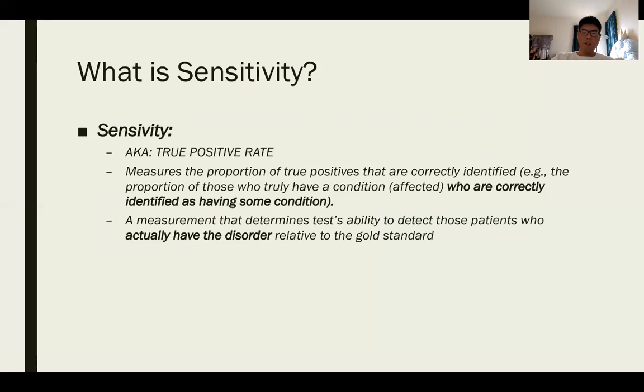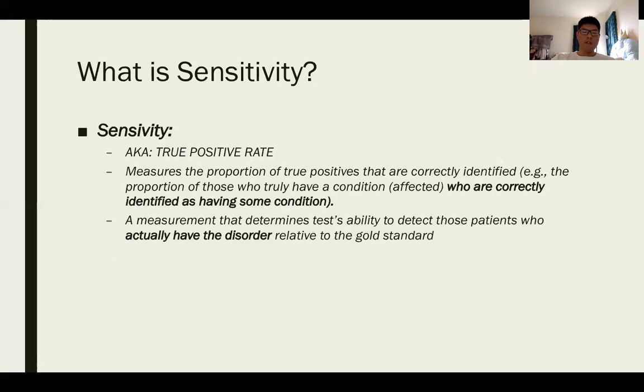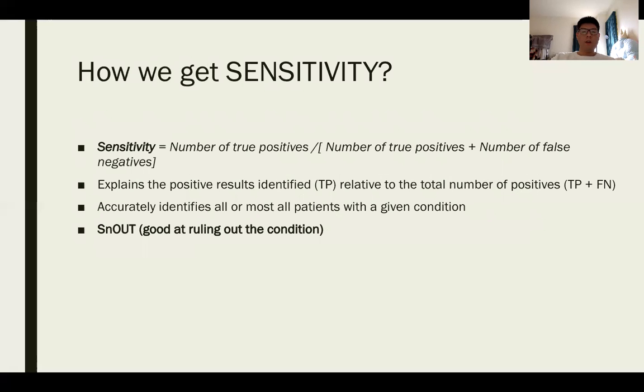Move back to the last part, the true positive. Both the gold standard and your test find the positive of the condition. So true positive, sensitivity. Let's move on. How do we get the sensitivity? There is a formula here. Sensitivity equals the number of true positives divided by the number of true positives plus the number of false negatives. That's the formula to calculate sensitivity.